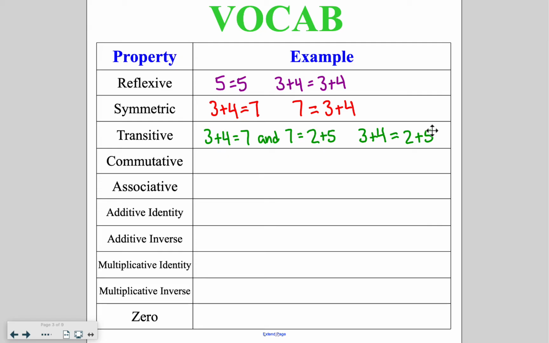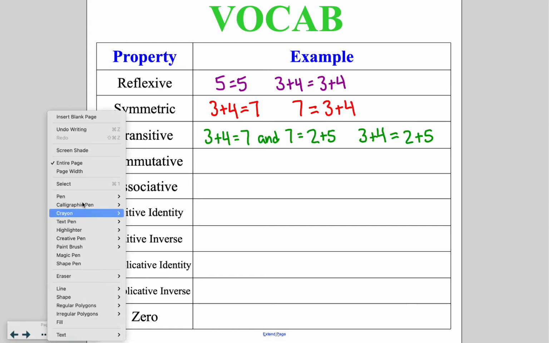The transitive property works with any number of things. So I also could have said 3 plus 4 is equal to 7, 7 is equal to 2 plus 5, and 2 plus 5 is equal to 1 plus 6 to conclude that 3 plus 4 equals 1 plus 6. So it can keep going as long as the middle pieces are always equal.